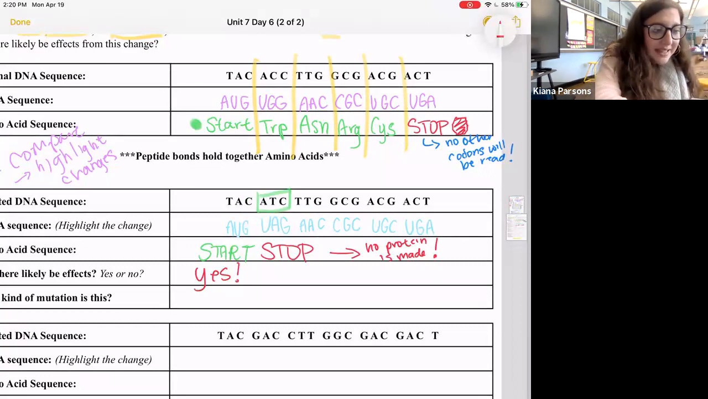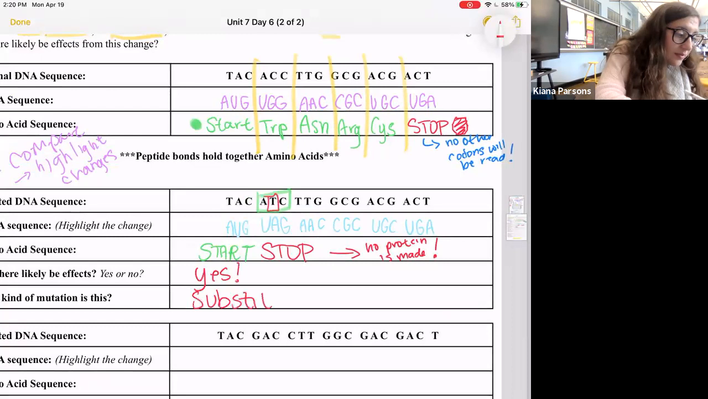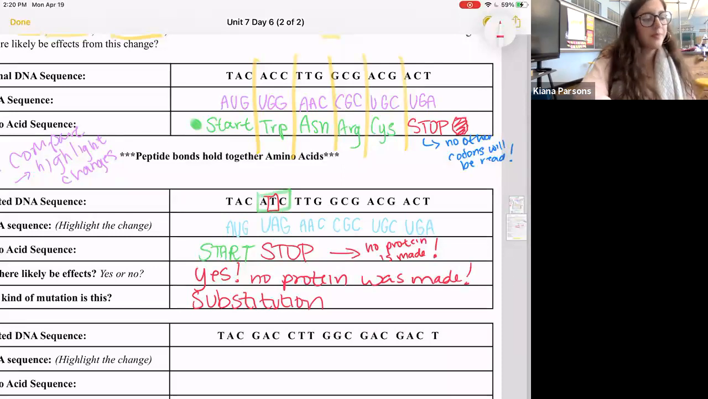Now, what kind of a mutation was this? Remember, basically the entire line was unchanged. We just had one C be substituted for a T. So this was a substitution. But it wasn't a silent mutation. Yes, no protein was made. So that's going to be a problem.